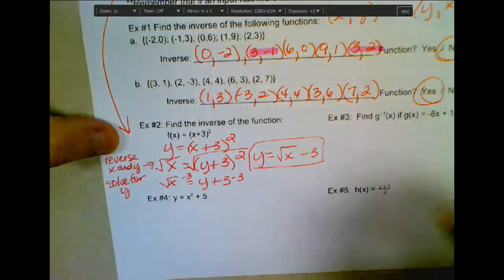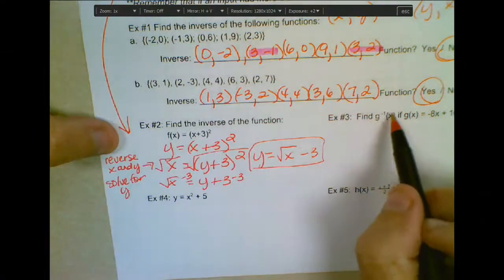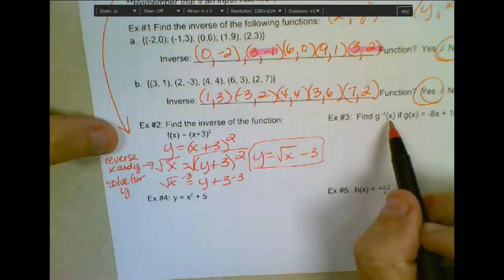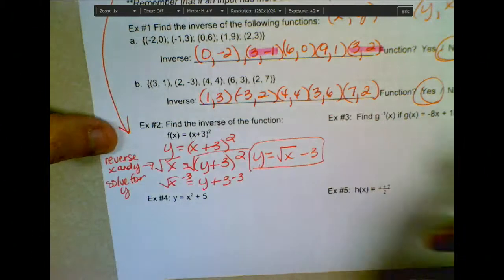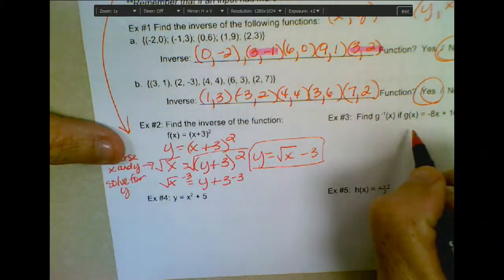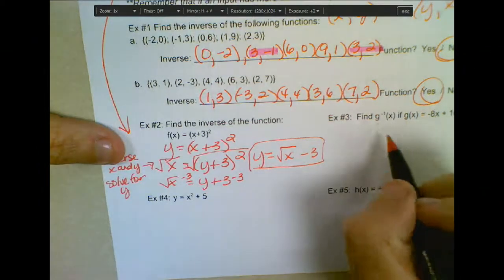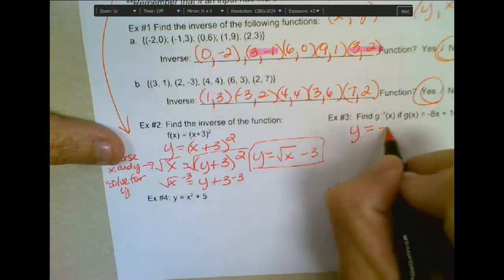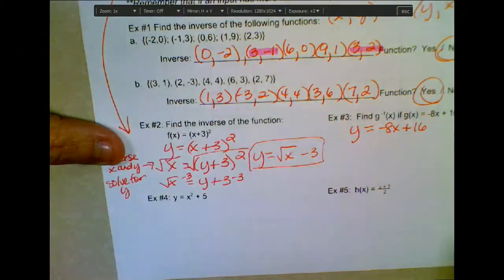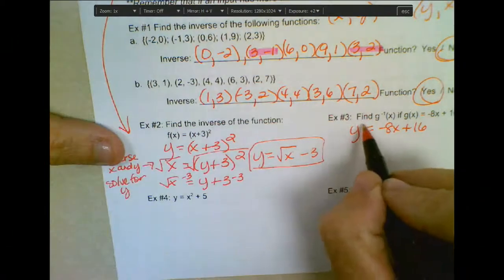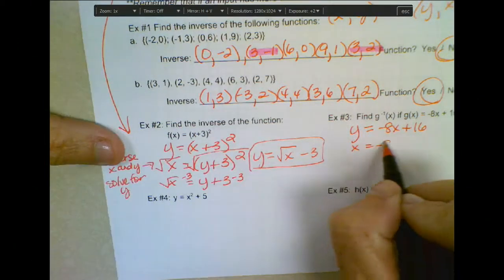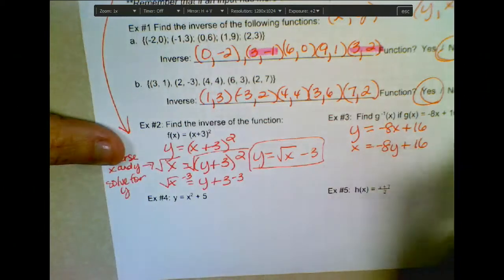So let's go to example number 3. Find, this is telling me the inverse of g of x, g to the negative 1 of x, the inverse of g of x, if g of x equals negative 8x plus 16. So we're going to do the same thing again. You've got y equals negative 8x plus 16. Reverse your x and your y. And then solve for y. Reverse x and y, solve for y.